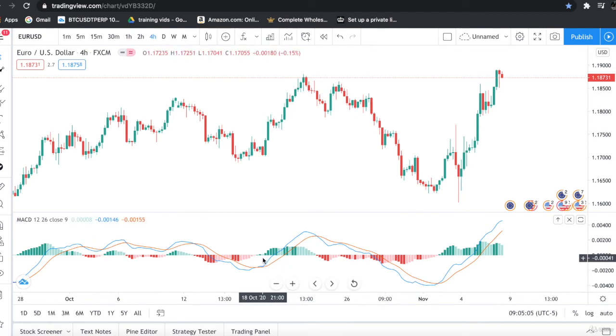So look at the histograms. The histograms were getting green. Strong green, strong green, strong green. This means that there is a great buying activity over here. And when the histogram turns transparent, it means that the buying activity is gradually decreasing. As you can see, the buying activity is gradually decreasing. Look at here. The histograms were getting transparent over here constantly. This means that the buying activity is gradually decreasing.